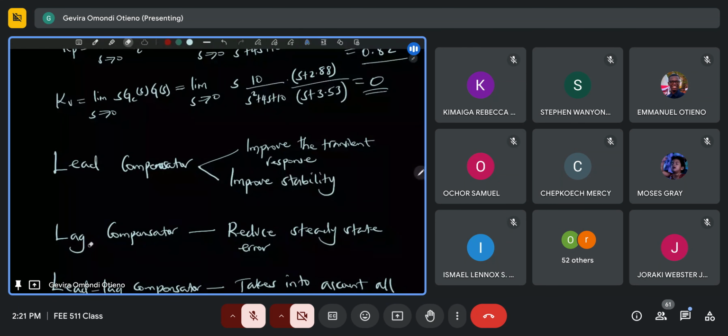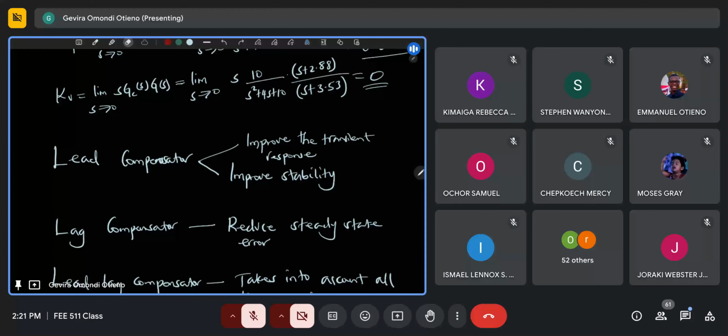So if the pole and the zero of the lag compensator are far apart, it's going to significantly affect the transient response. But now we don't want to change the transient response, and we don't want to improve the stability of the system. We just want to reduce the steady state error. The only way to do that is to use a pole and a zero that are as close together as possible, because that ensures we don't affect the transient response of the system. We only reduce the steady state error.